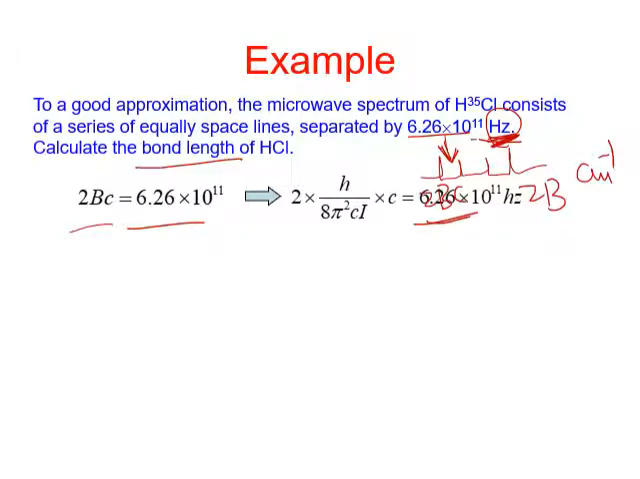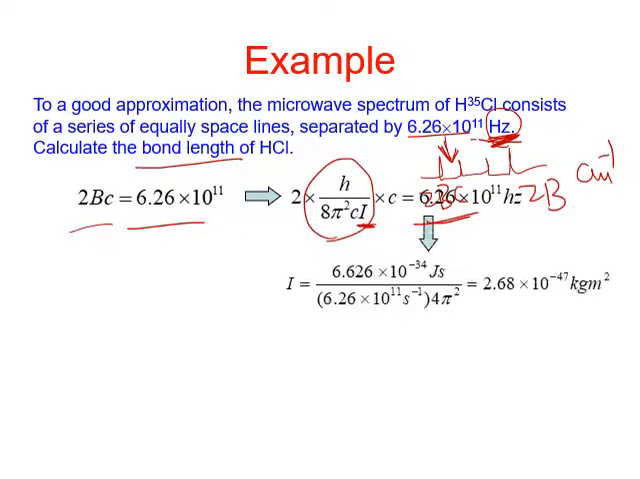Okay, and B is h divided by 8 pi squared times the speed of light times the moment of inertia. So we can calculate the moment of inertia. Just modify this equation. The moment of inertia can be calculated, and the answer is 2.68 times 10 to the minus 47 kilogram meter squared.